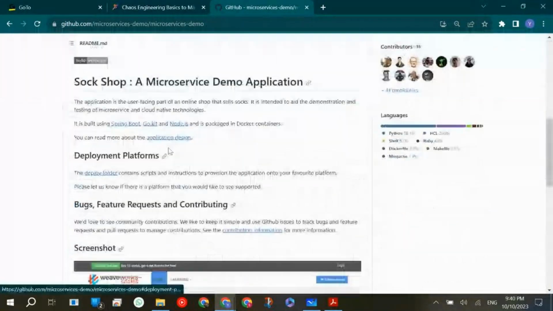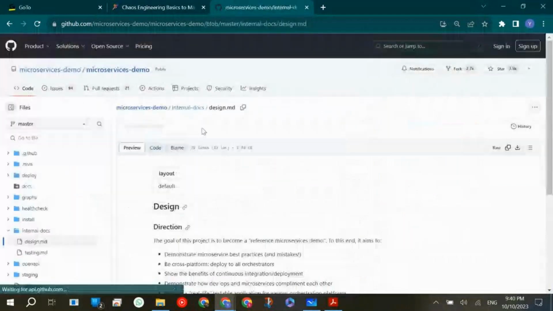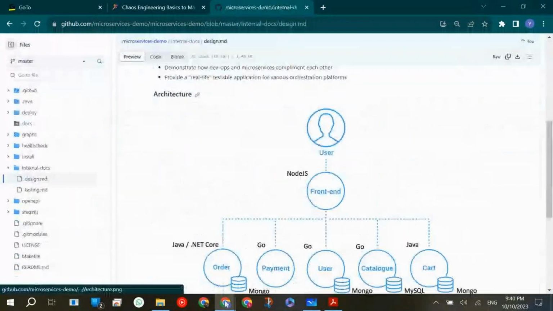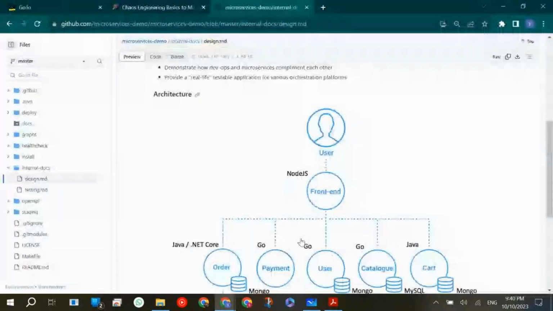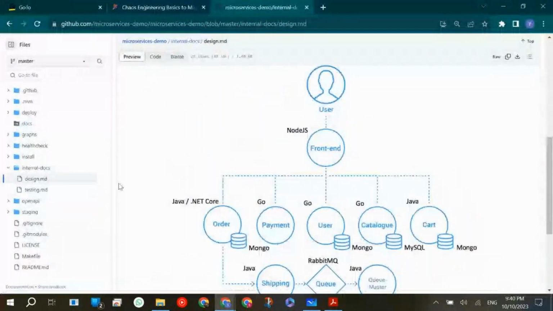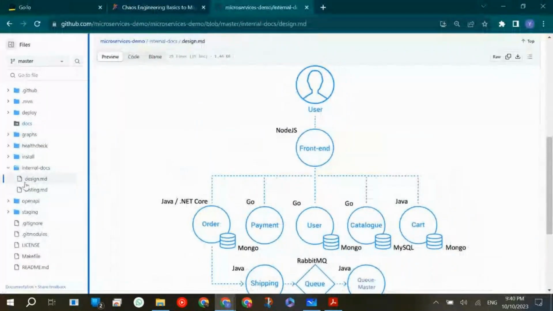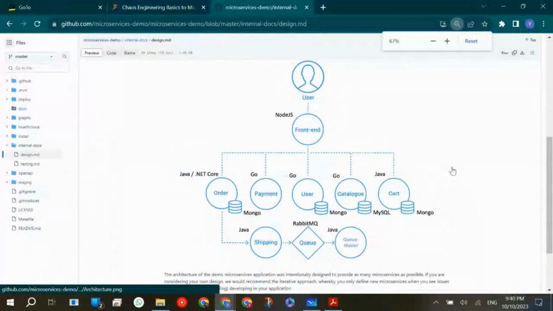If you see the design of that application, I hope my screen is visible. Yeah, okay. Here, if you see the architecture, there are different microservices, for example order, payment, user, catalog. We will discuss what microservices are soon; if someone is new to those, you will easily understand. Anyway, order, payment, users, all of these are microservices.